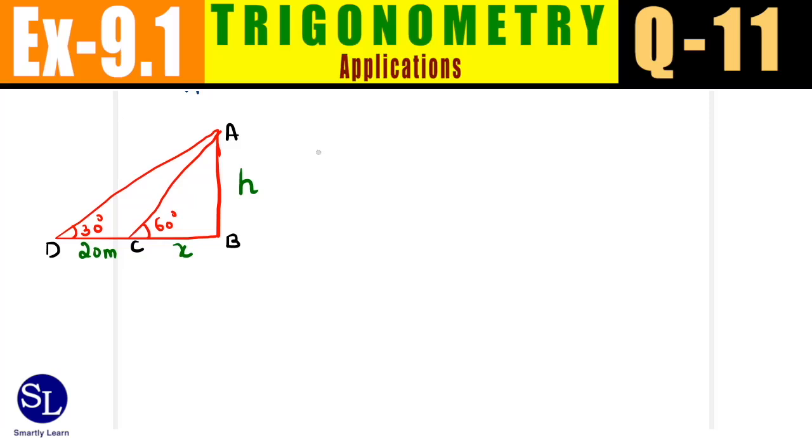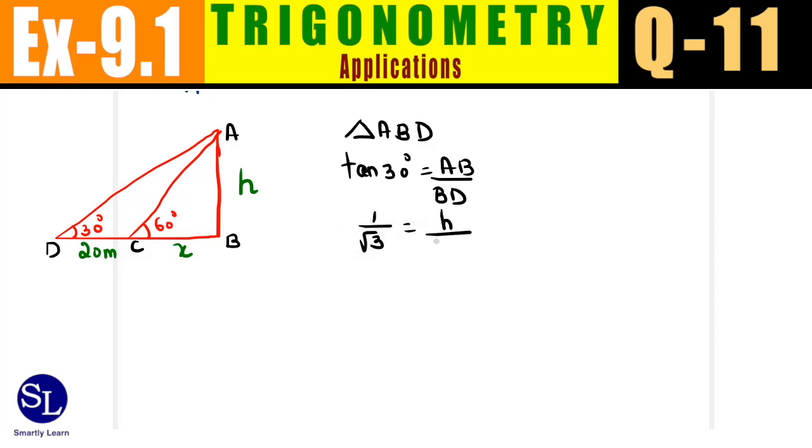So let's mark the triangles first. In triangle ABD, tan 30 degrees is going to be equal to AB divided by BD. So tan 30 is 1 by root 3, which is equal to AB is H, BD is BC plus CD, so it is X plus 20. So which means X plus 20 is equal to H root 3.